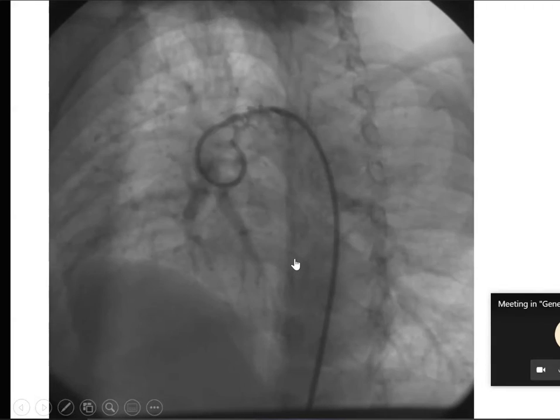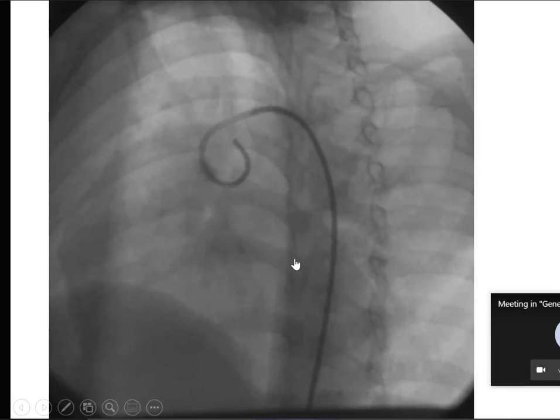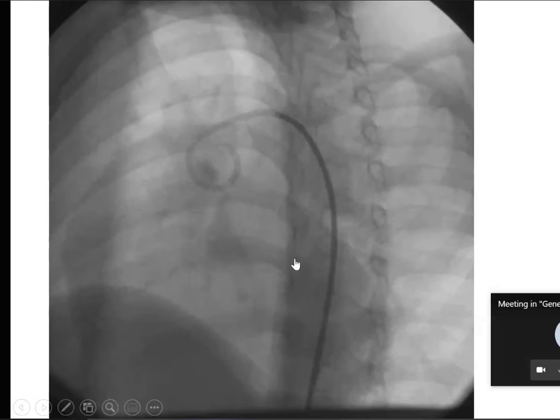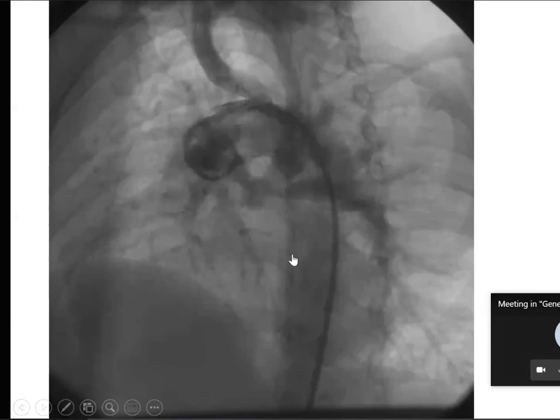Pulmonary atresia that depends on the ductus. The position of the ductus: usually the ductus will be vertical. It is directly arising from below the aortic root. Okay.